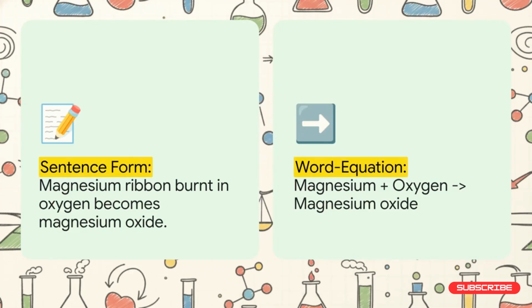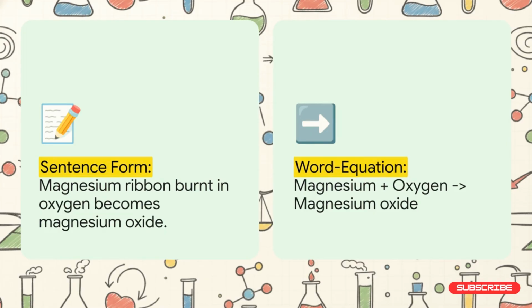Okay, so now that we know how to spot these reactions out in the wild, we run into a bit of a communication problem. How do we efficiently describe what's happening on paper? I mean, sure, we could write out a big clunky sentence like, when a magnesium ribbon is burnt in oxygen, it gets converted to magnesium oxide. But scientists, they love a good universal shorthand. So the first step is creating a word equation. We just write magnesium plus oxygen, and then we draw an arrow pointing to magnesium oxide.